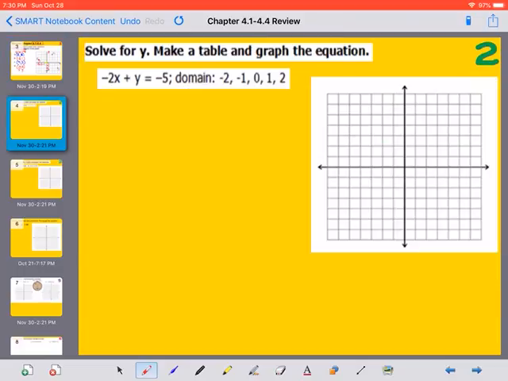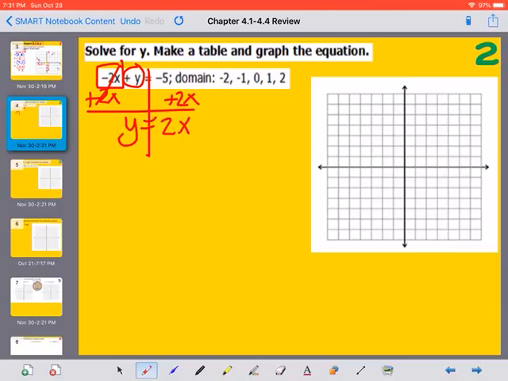Next, we learned how to make a table and graph an equation. So first, we need to solve this for y. We want the letter y all by itself, so I'm going to move this -2x to the other side by adding 2x. So those eliminate, and we have y equals, and write your x's first, 2x minus 5. So we solved for y. Now we need to make a table so we can graph this.